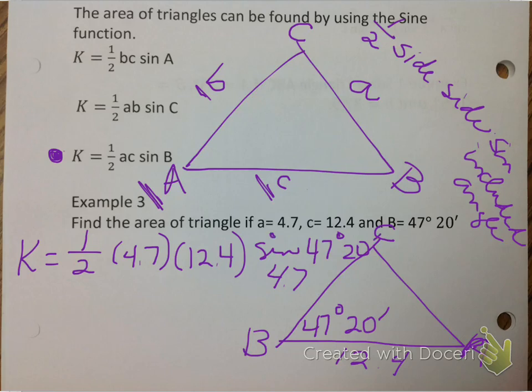Now this is just the point where you put it in your calculator. You could put 0.5 for 1/2 if you would like, and you just plug it into your calculator, and I get 21.42, and it says to round to the nearest tenth, and so it's 21.4, and notice that would be square units because it is area.